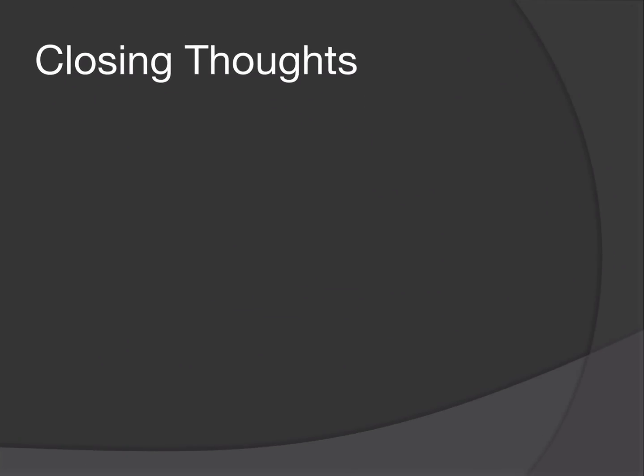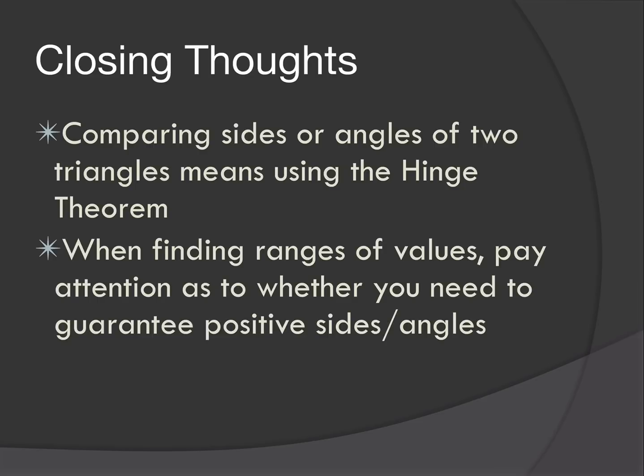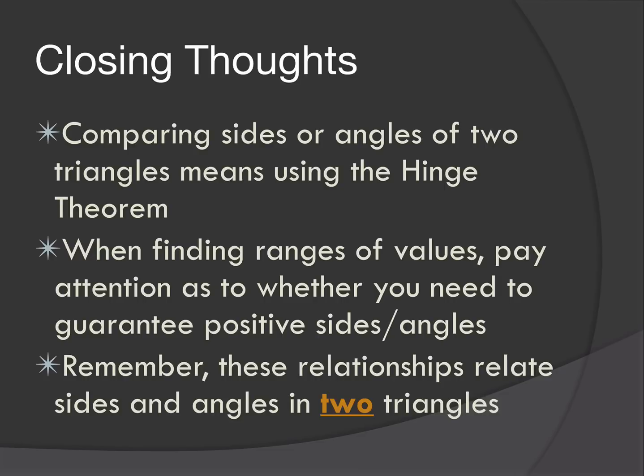Okay, so closing thoughts, let's recap. When we're comparing sides or angles of two different triangles, that means we're using the Hinge theorem. And when you're finding ranges of values, pay attention as to whether you need to guarantee positive sides or positive angles. And remember, these relationships relate sides and angles in two triangles. You have to remember you're only comparing two triangles. If you're comparing within one triangle, then you're not using the Hinge theorem, you're using one of the other relationships we've looked at.